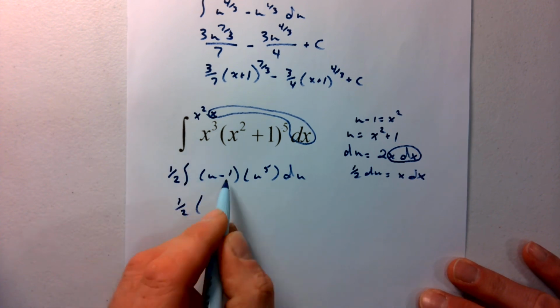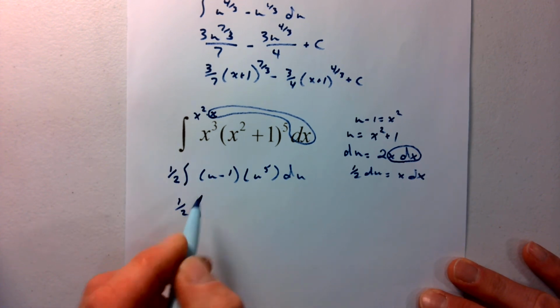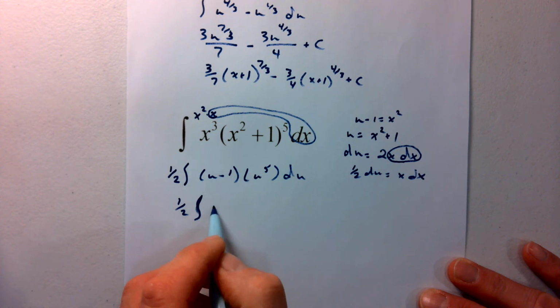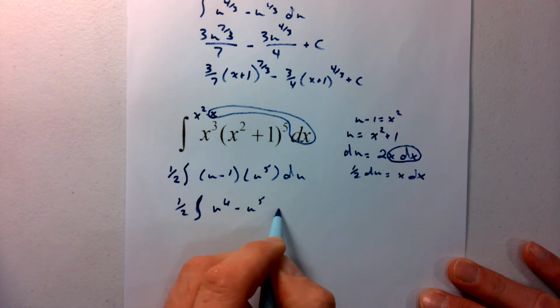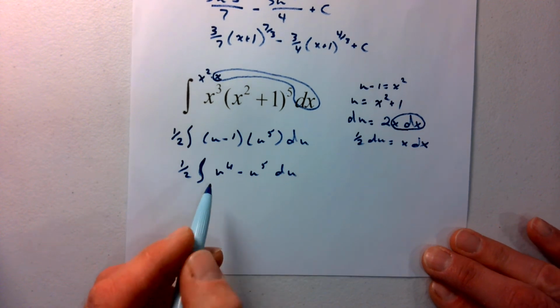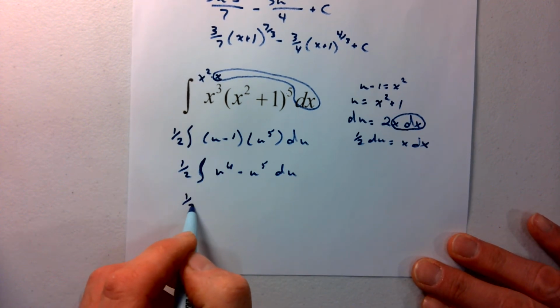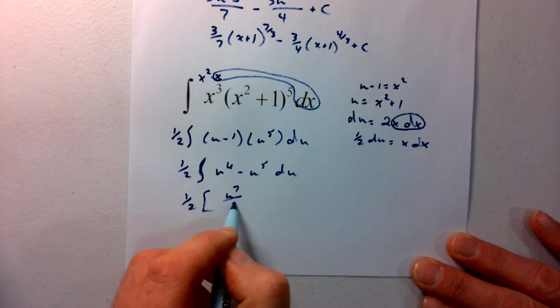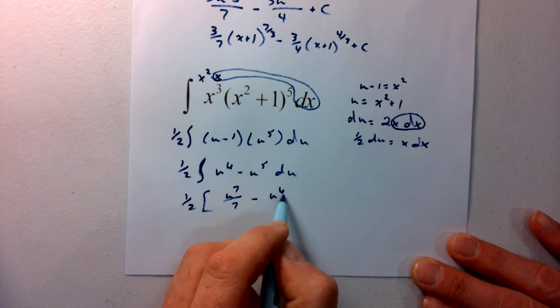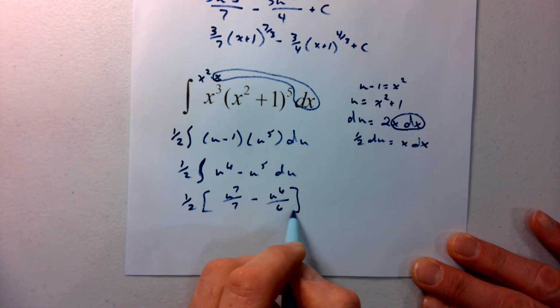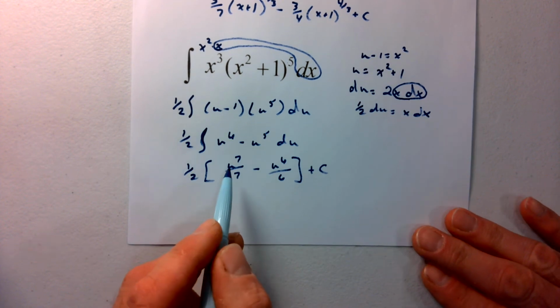I have my 1/2. I can go ahead and make this into polynomial looking form by multiplying my u to the 5th through. So I get u to the 6th minus u to the 5th du. Integration of u to the 6th is u to the 7th over 7. U to the 5th gives me u to the 6th over 6 plus c.